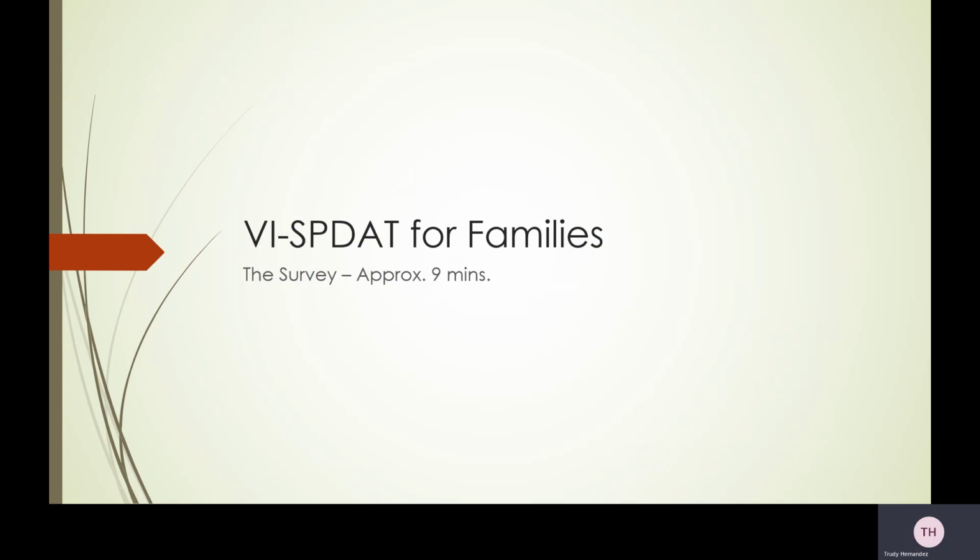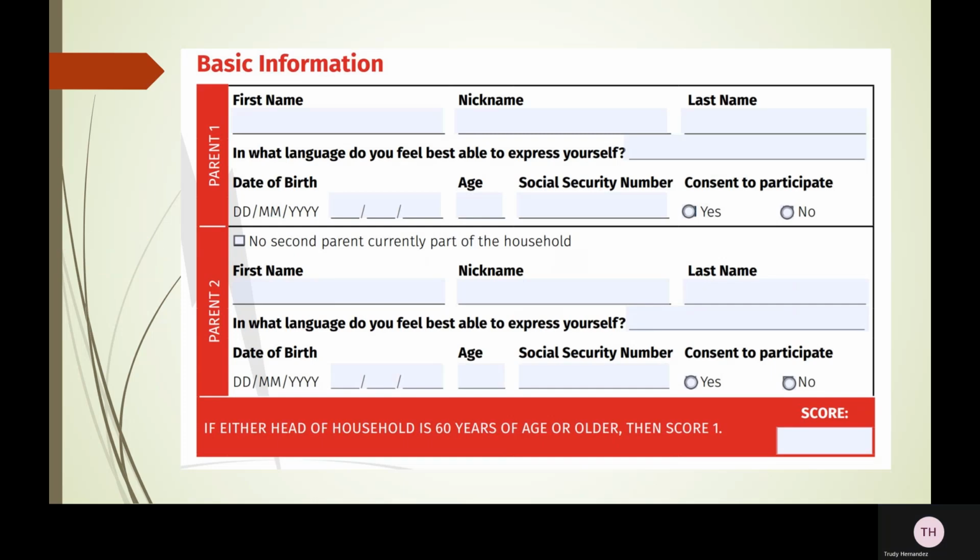So this takes us into the VI-SPDAT for families. Don't worry, I'm not going through the entire survey with you guys. I am only going through the differences that we see. So for families, we say the survey takes approximately 9 minutes, so just a few more minutes extra than our individual. Same basic information, which will be pre-populated for you in HMIS. If it's a 2-parent household, that will also be added.